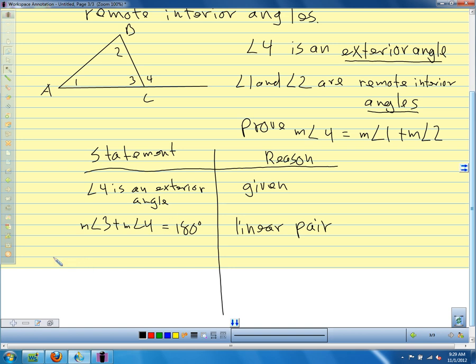What do we know about the measure of angle 1, 2, and 3? What do they add up to? 180. And what's our reason now? Now we know why they add up to 180. What do we call our theorem? Triangle sum. Triangle sum.